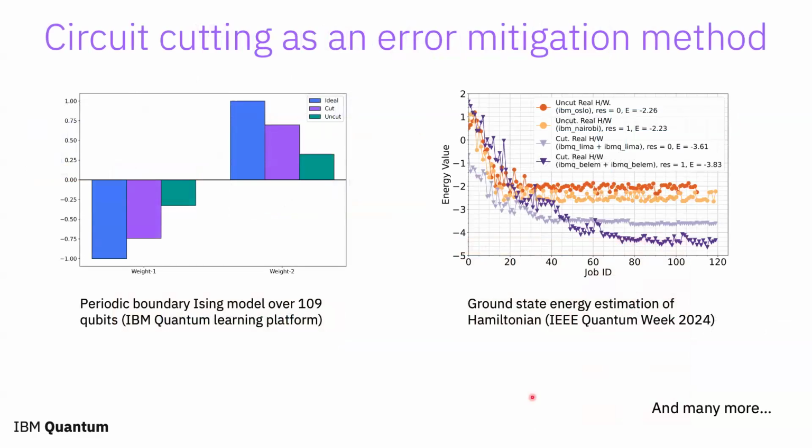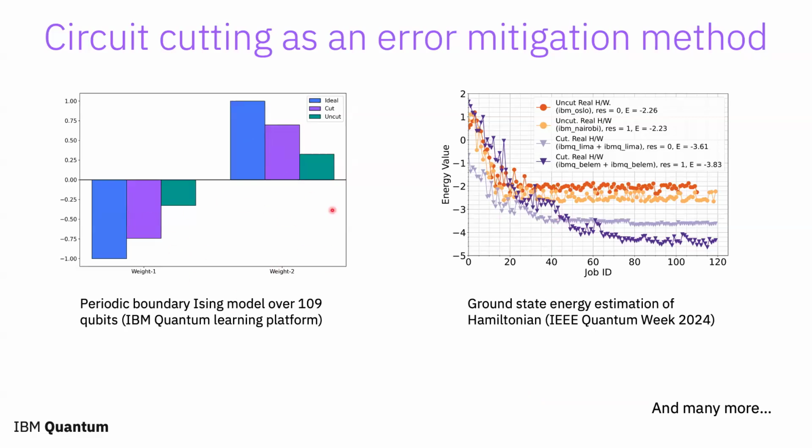So as I said, we are looking into circuit cutting not anymore as a method to run bigger circuits on smaller devices, but more as a method to do error mitigation. These are two works that I have been part of, but there are way more works. So don't think that I am the only one working on this. Many people have worked on this.